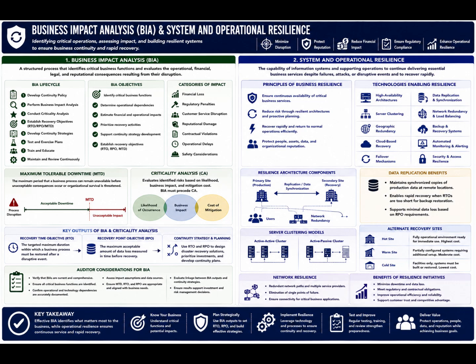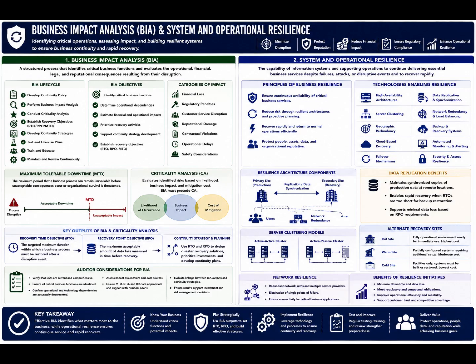Critical business processes are analyzed to determine how long the organization can tolerate disruption before unacceptable consequences occur. An important output of the BIA is the establishment of maximum tolerable downtime, MTD, representing the maximum period that a business process can remain unavailable before organizational survival or strategic objectives are significantly threatened. MTD provides the upper boundary for acceptable recovery times and guides continuity planning priorities.